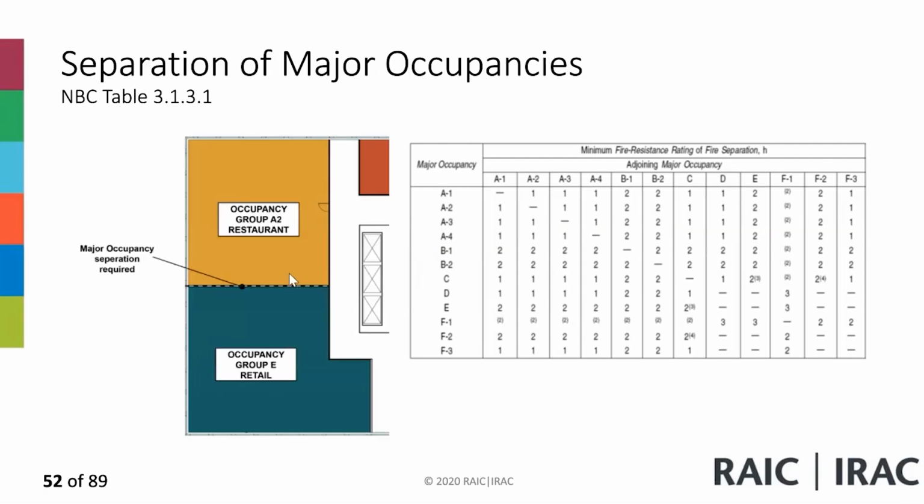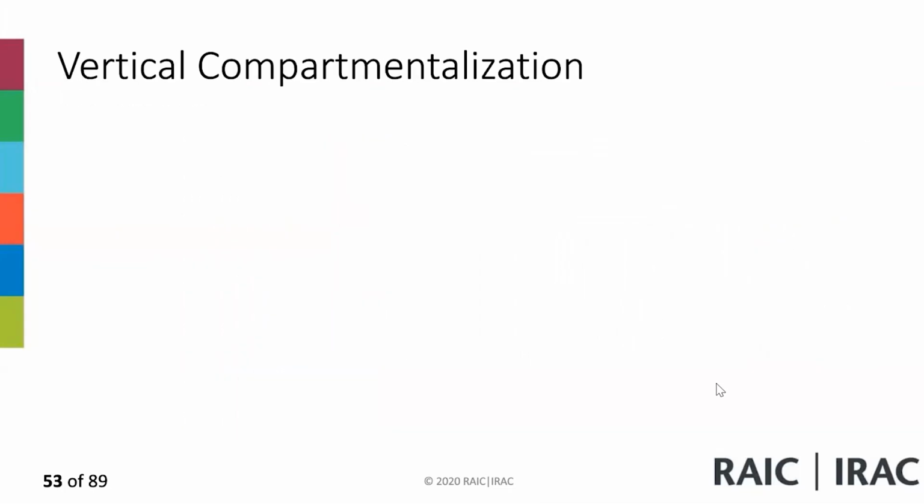So I've got between the A2 and a Group E, I need a separation between those two. And for A2 and E, what's the rating required? 2 hours. 2 hours, perfect. So 2 hours major occupancy separation.